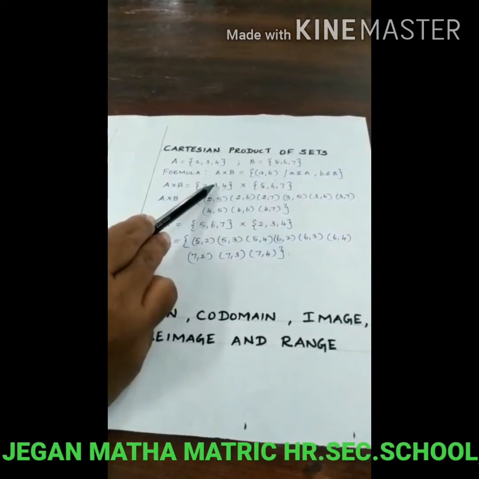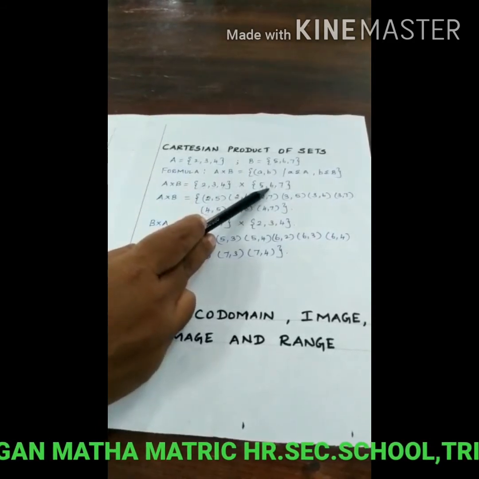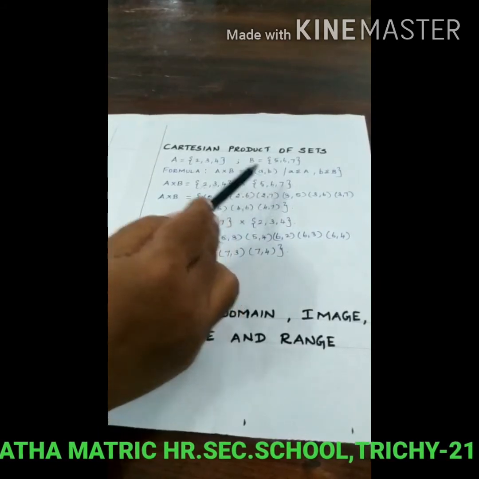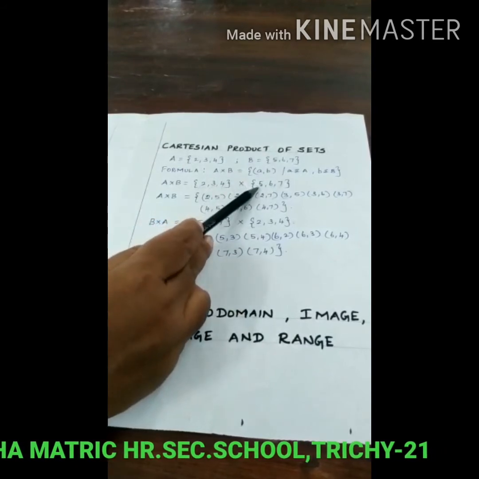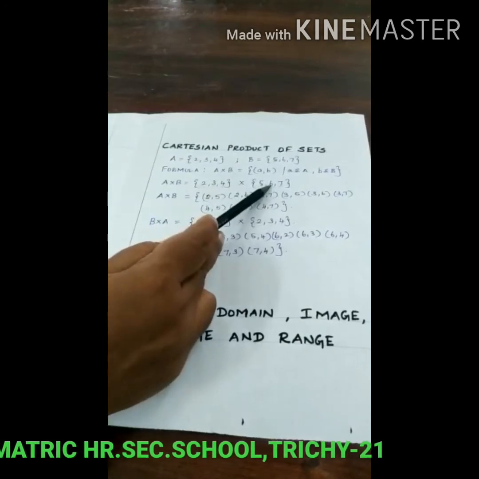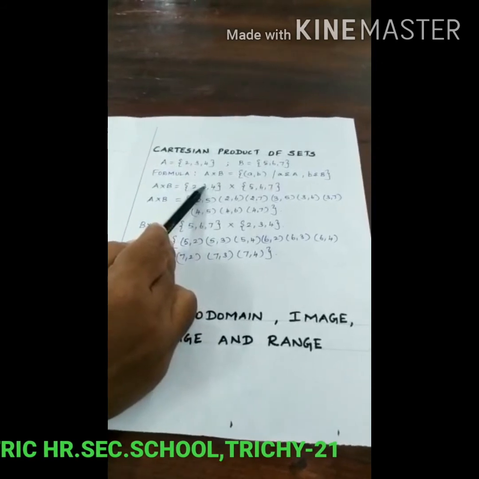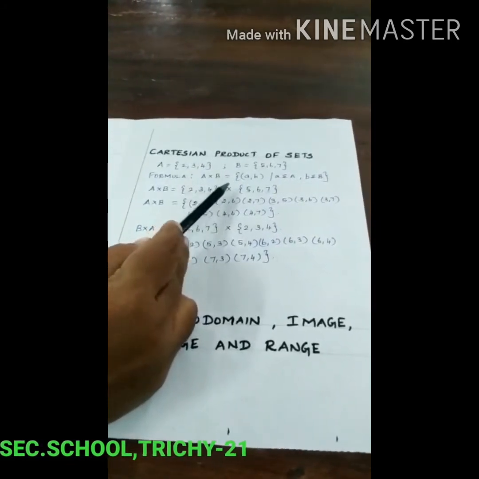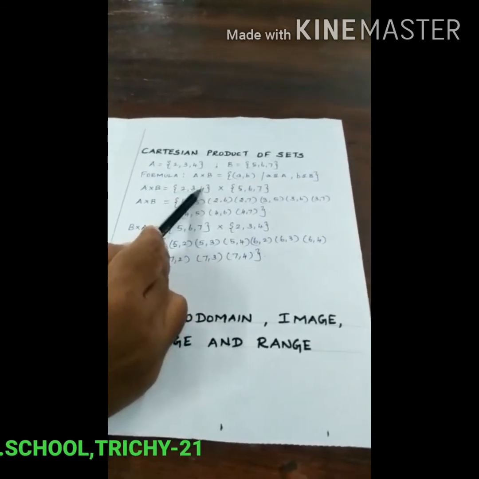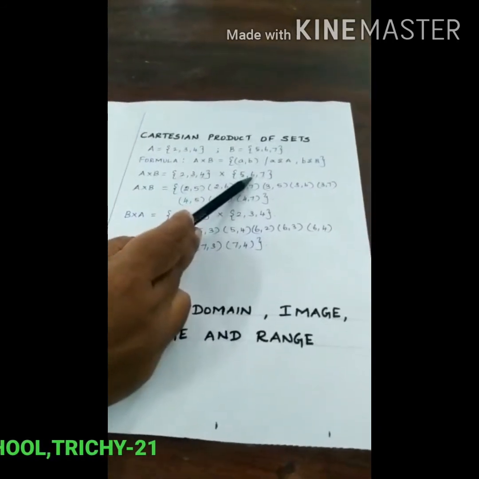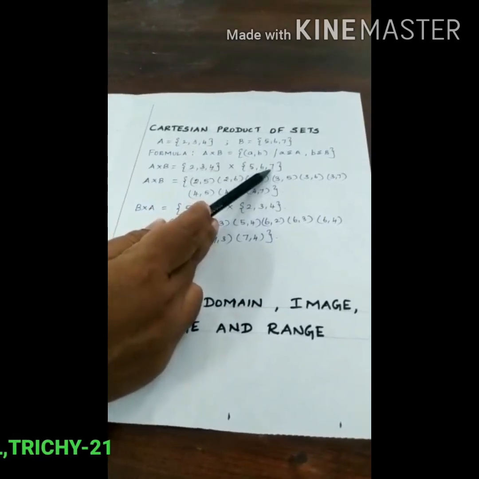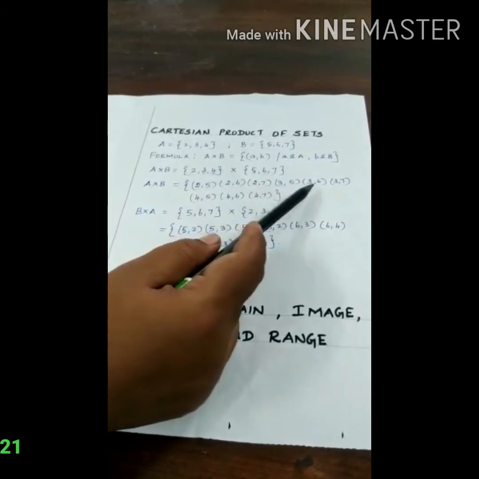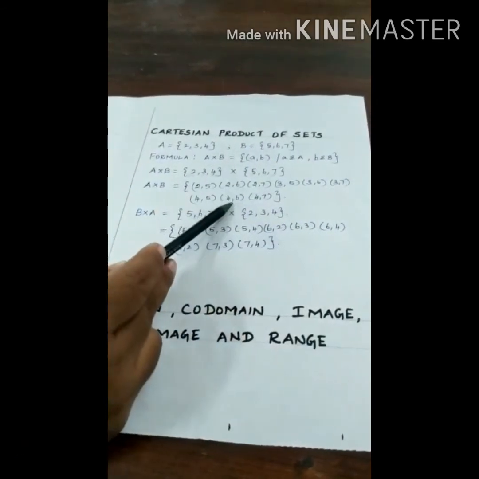The first element of A is related to the second element of B. The first element of A is related to the third element of B. In this way, the second element of A is related to the first, second and third elements of B, and then the third element of A is related to the first, second and third elements of B. So, A × B = {(2,5), (2,6), (2,7), (3,5), (3,6), (3,7), (4,5), (4,6), (4,7)}.